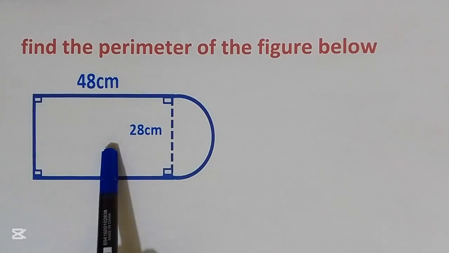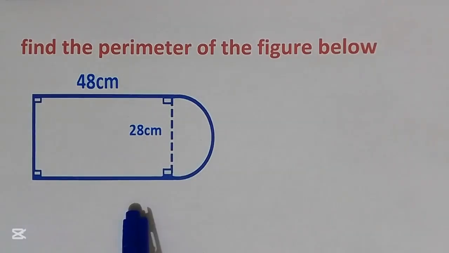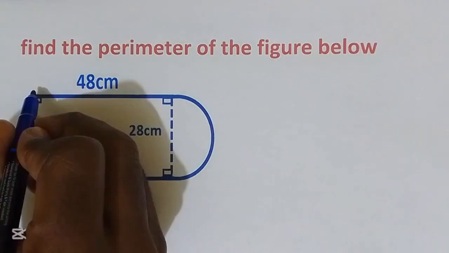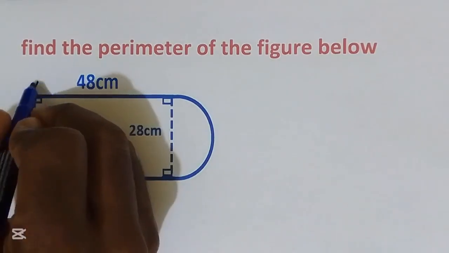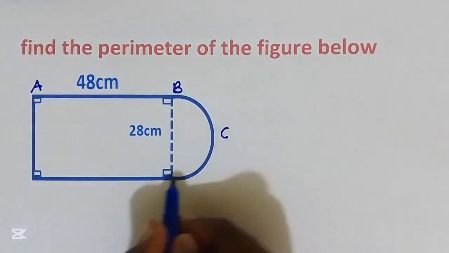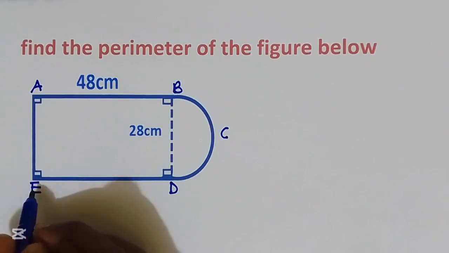We have a rectangle and a semicircle combined. By definition, perimeter is the total distance covered around the figure. Let us call these points A, B, C, D, and E.